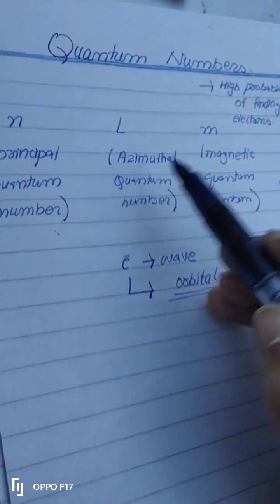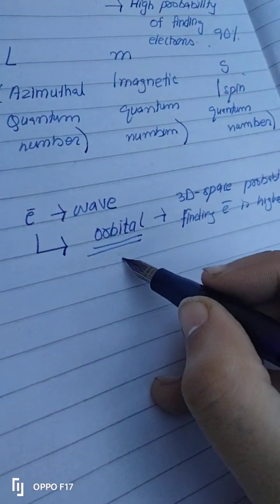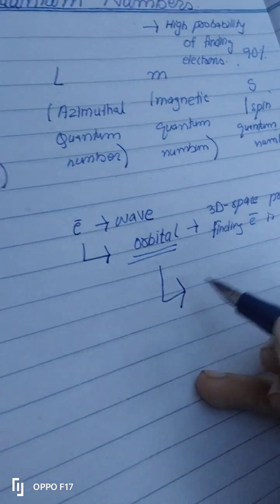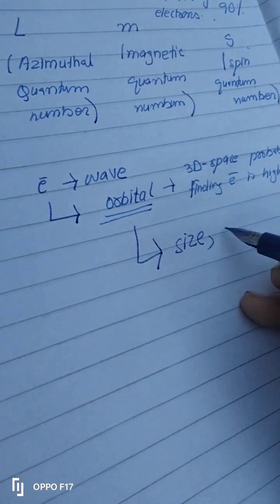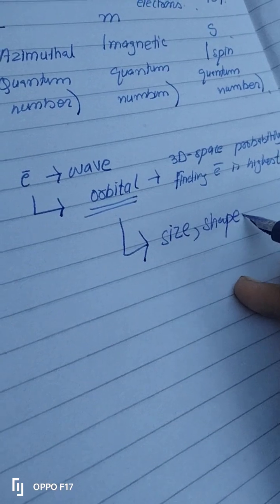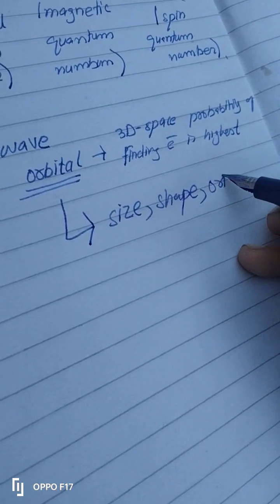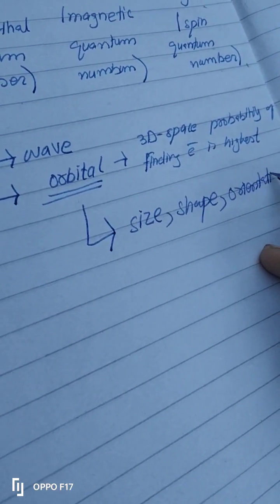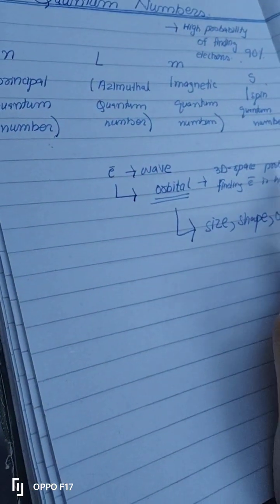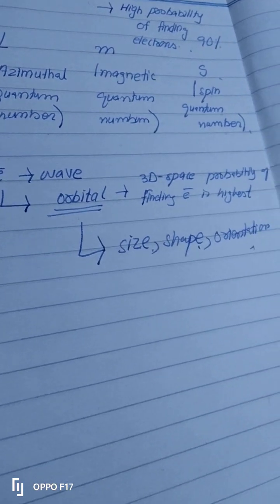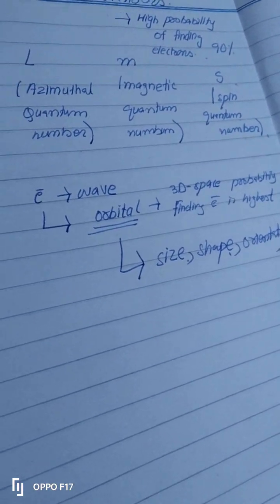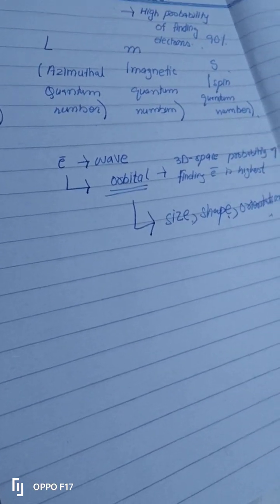So these quantum numbers actually tell you about the orbitals: the size of the orbital, the shape of the orbital and the orientation of the orbital. So these 4 quantum numbers tell you the size, shape and orientation of the orbital. Now let's discuss the first quantum number.